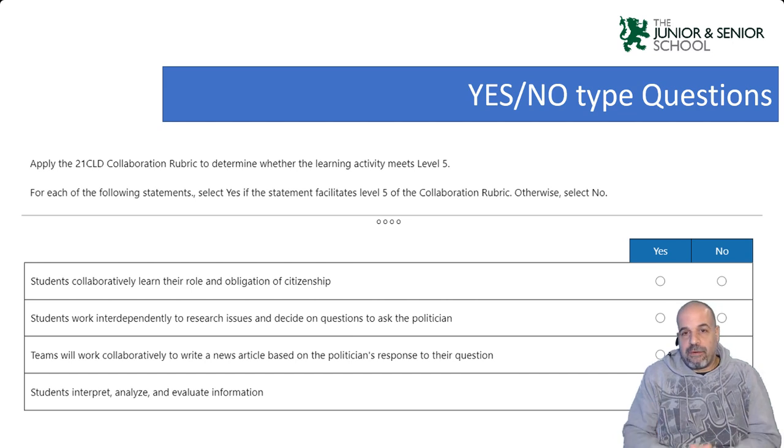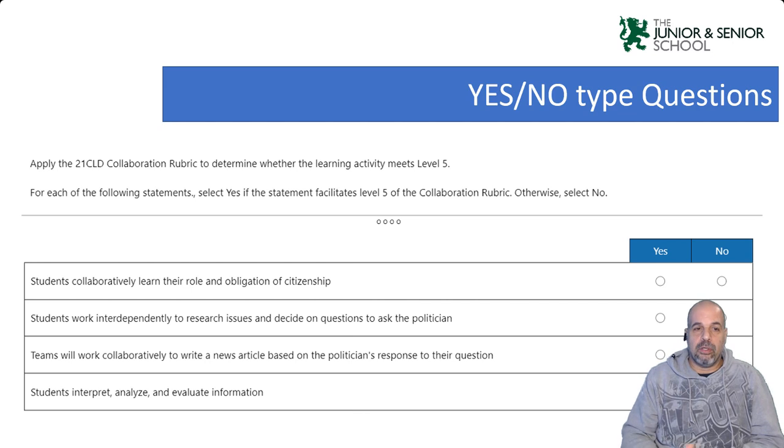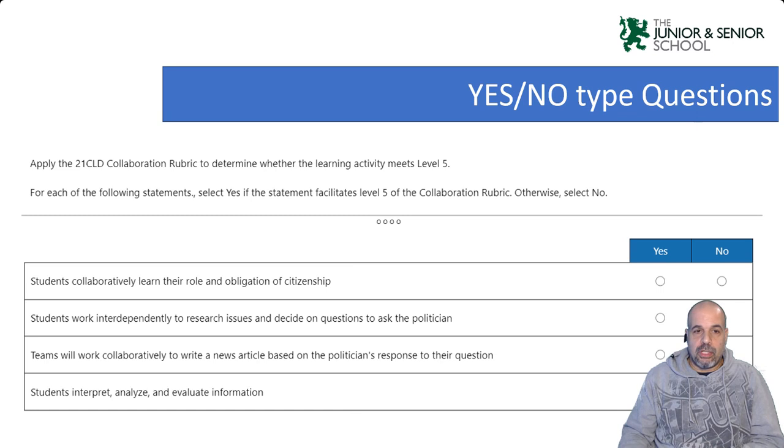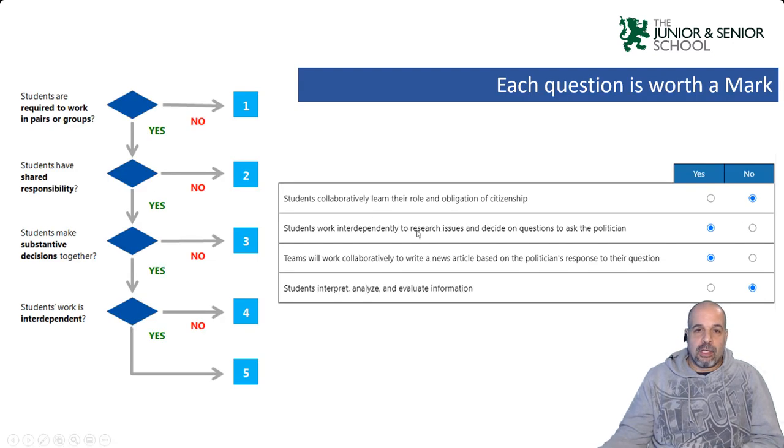It's very, very basic. For each of the following statements, select yes if the statement facilitates level 5 of the collaboration rubric, otherwise select no. And you get these statements and you have to click whether it's yes or no. No, these are not the questions in the exam. Okay, and if we look at the rubric here, so this is the question. If we look at the rubric and the actual answers, it says, and this is where the tricks come in.